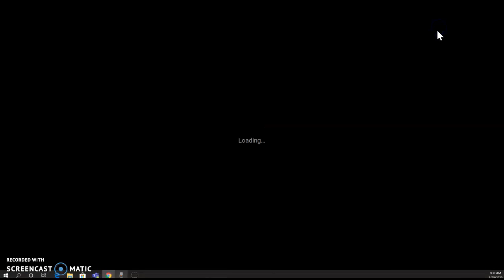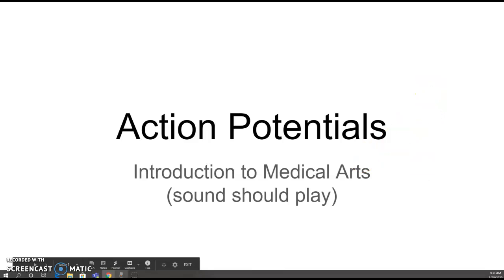All right, hello everyone. I'm going to be showing you what action potentials are. We went over it a little bit in class, but I did want to clarify to make sure everybody still remembers, and I'm going a little bit more in depth just so that everybody can understand the activity that is also assigned to this lesson.